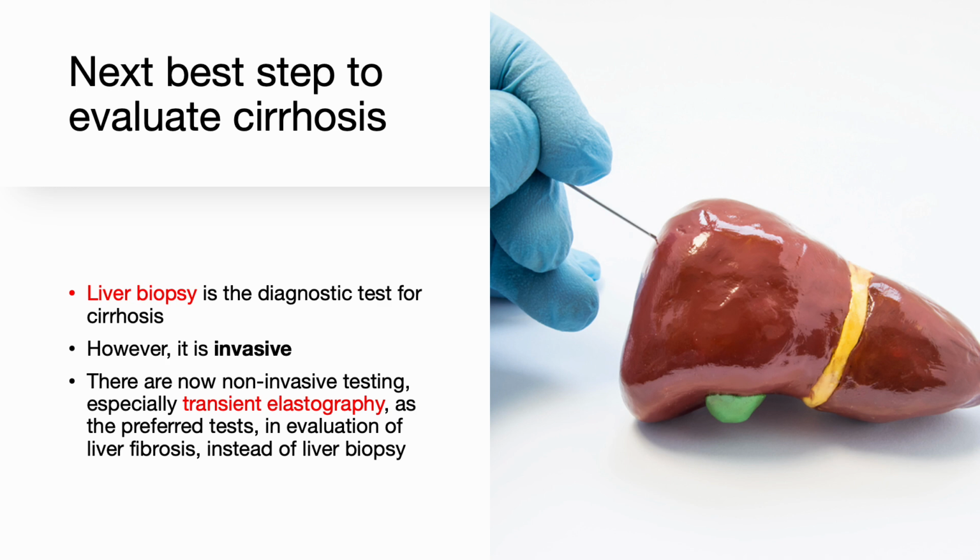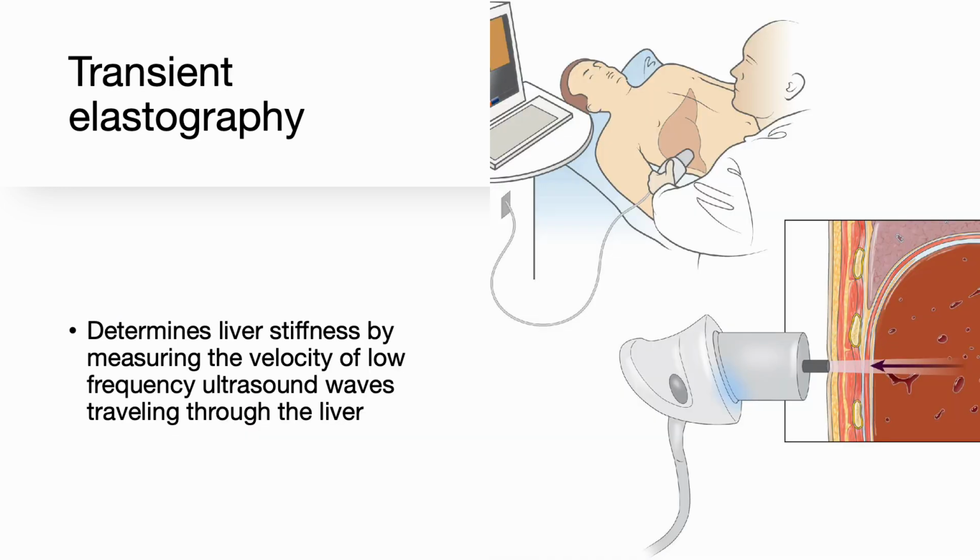Liver biopsy is the diagnostic test for cirrhosis. However, this is invasive. There are non-invasive tests, especially transient elastography, which is the preferred test in evaluation of liver fibrosis instead of liver biopsy. Transient elastography determines liver stiffness by measuring the velocity of low-frequency ultrasound waves traveling through the liver, and this is a non-invasive procedure.